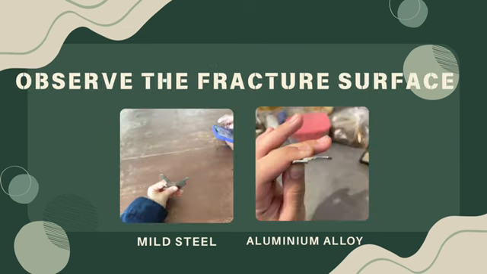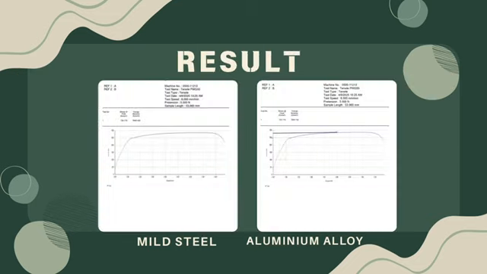Right now, we will observe the fracture surface for both mild steel and aluminum alloy. A cup and cone shape of fracture surface means that the sample has more ductile behavior properties. And here is the result. A graph for both samples, which shows the peak stress and the Young's modulus for both samples, and we can observe the UTS for both samples at the same time.